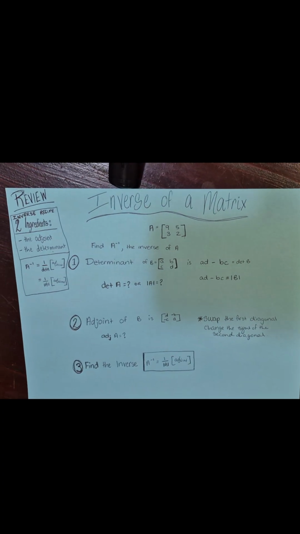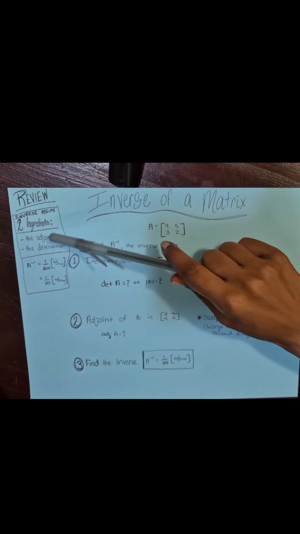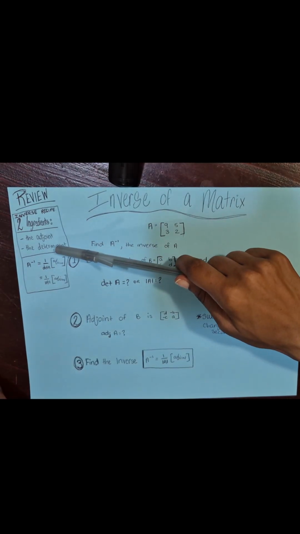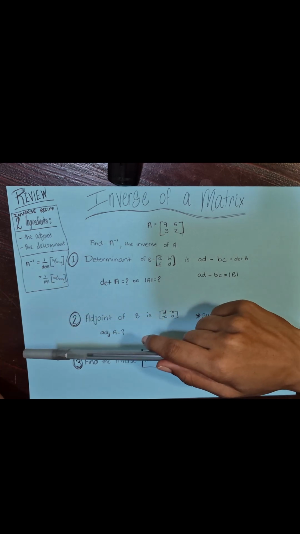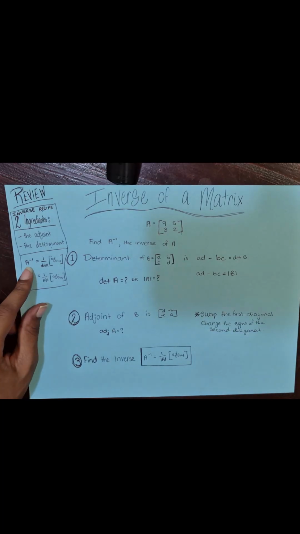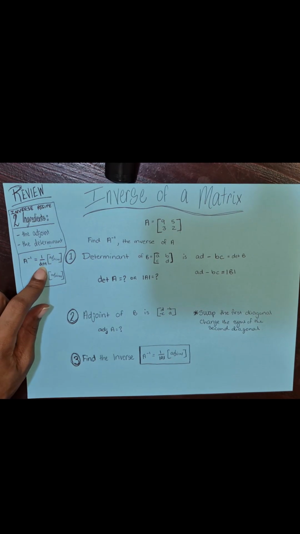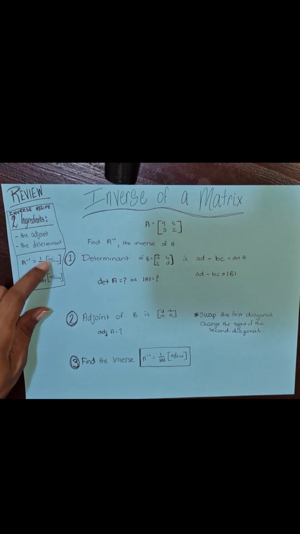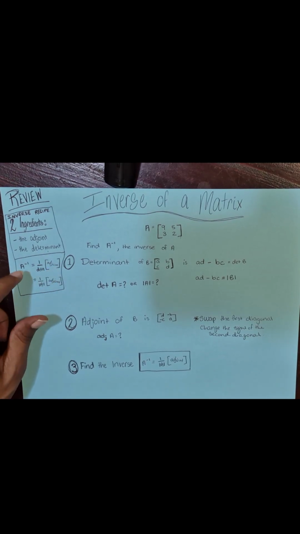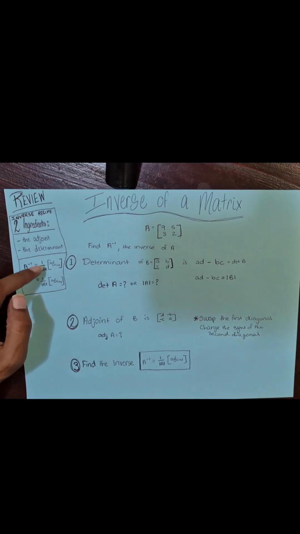Before we get into matrix multiplication, we have one more thing to review, and that is finding the inverse of a matrix. To find the inverse of a matrix, there are 2 ingredients you need. You need to find the adjoint and the determinant. Then you can find the inverse of the matrix. An inverse of a matrix has the symbol of a power of negative 1. To find that inverse, you need to do 1 over the determinant times another matrix, a new matrix called the adjoint.